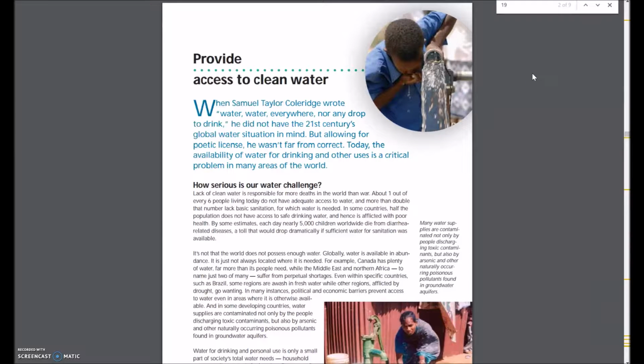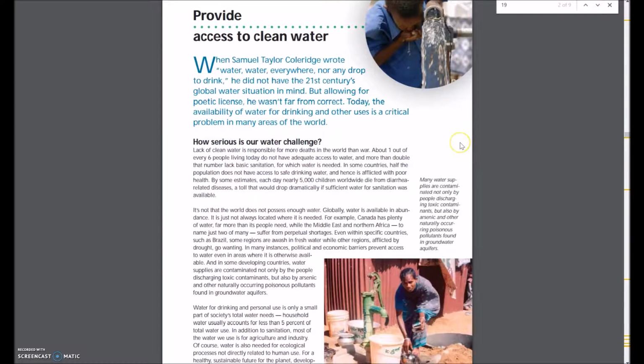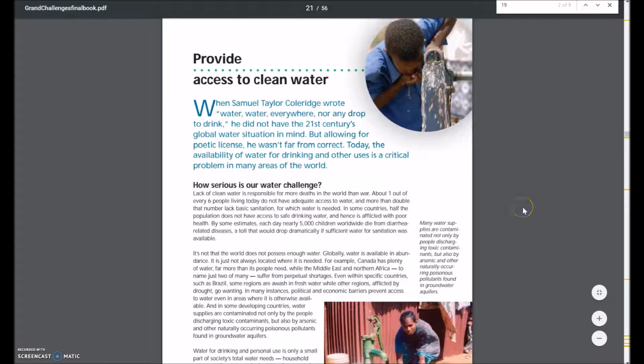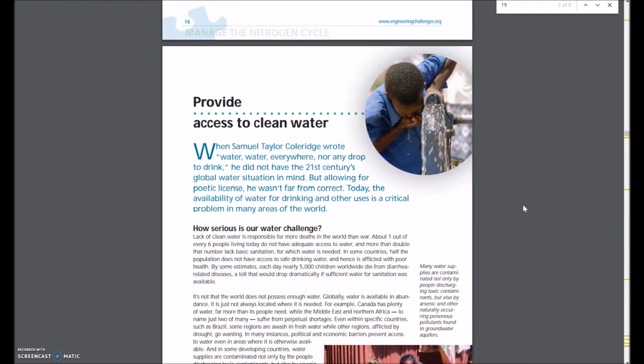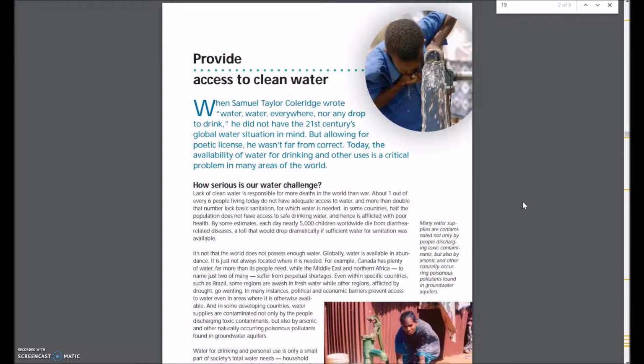Number one, a quote specifically was, "Lack of clean water is responsible for more deaths in the world than war." Also, about one in six people today do not have access to clean water. In the US, we take a lot of things for granted, whether it's being able to go to your local fast food place or get coffee at Starbucks. Water is something that we all take for granted.